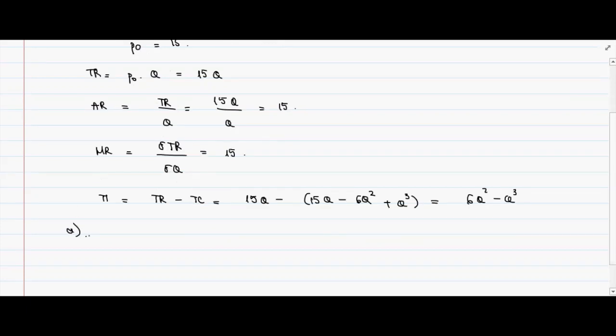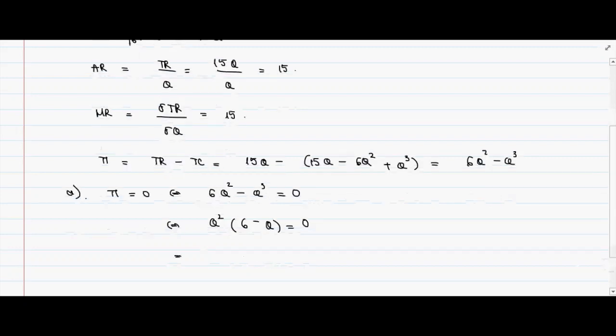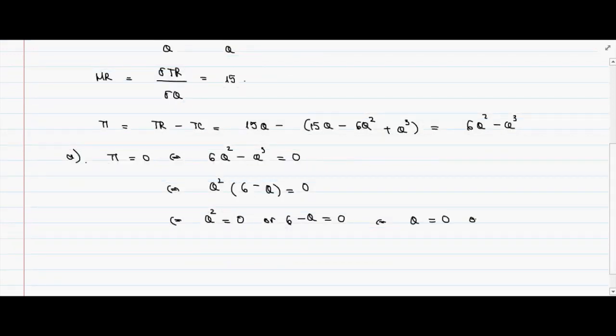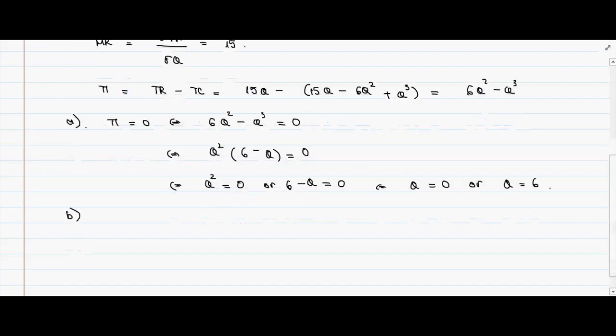Okay, so that is my total profit function. Part B is asking you to confirm that the firm breaks even. The profit is equal to 0 if quantity equals 0 or 6. So if I set the profit to 0, then I'm solving the equation 6Q squared minus Q cubed equal to 0. If I take Q squared outside the bracket, inside I get 6 minus Q equal to 0. So this is going to be either Q squared equal to 0 or 6 minus Q equal to 0. Q squared equal to 0 means Q equal to 0, or 6 minus Q equal to 0 means Q equal to 6. So either Q equal to 0 or Q equal to 6 is going to give the firm a 0 profit.